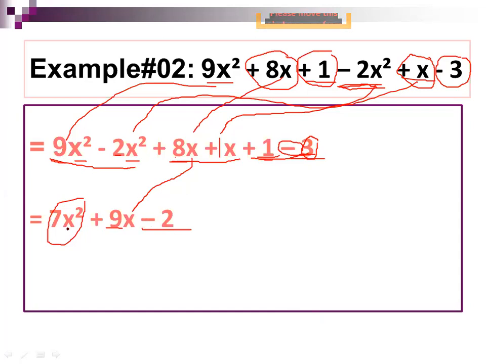Please keep it in your mind that these are unlike terms, meaning x squared, x, and no variable. All the variables are the same but powers are different, so these are unlike terms. So you are not going to add them together further. This is your final answer, that is 7x squared plus 9x minus 2. Okay, I hope it is clear.